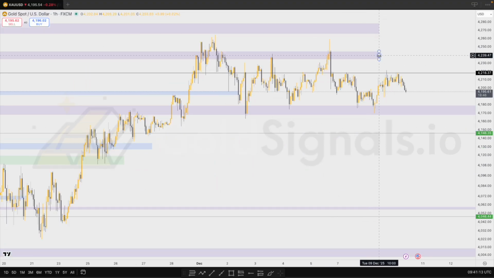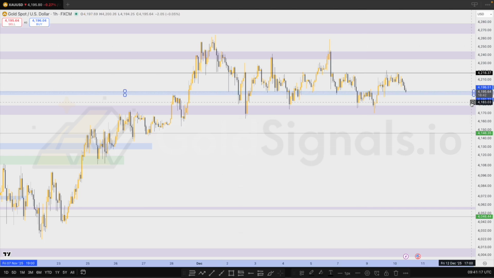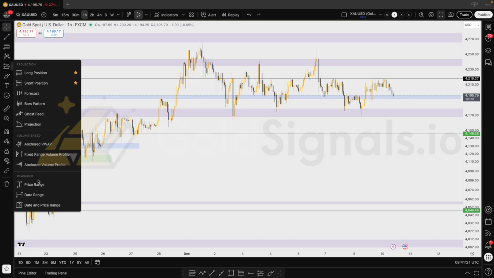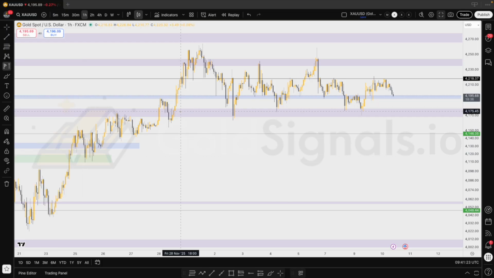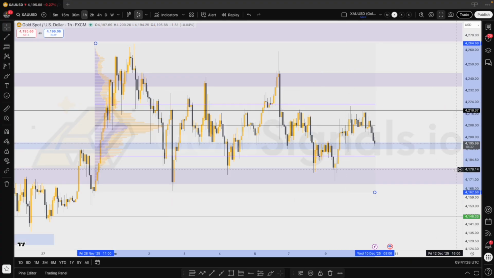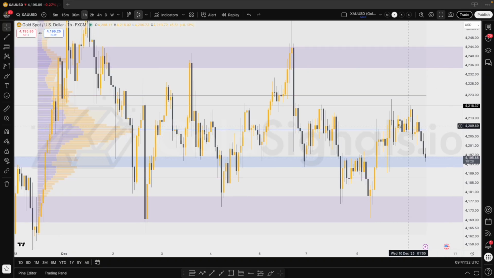There's one thing that I do want to do, and we're going to grab a fixed range volume profile and have a look if there are any levels that we want to take into account. We're going to mark up the entirety of this consolidation and understand where the most volume is currently at. Obviously this midpoint is our point of control, or POC. This is our VAL, our value area low, and then our value area high.